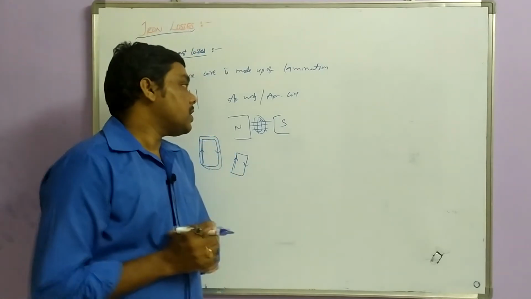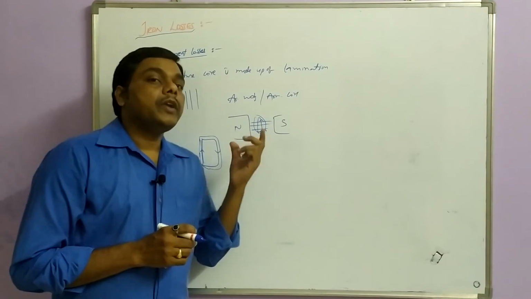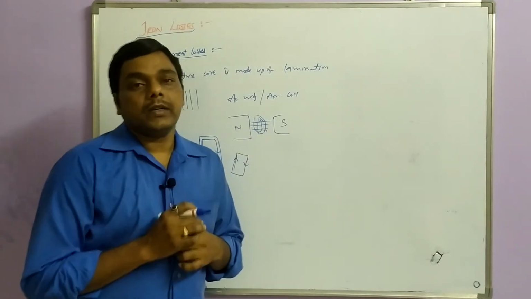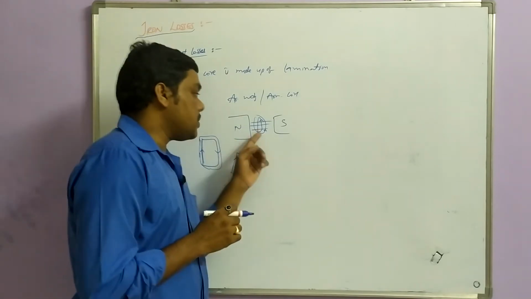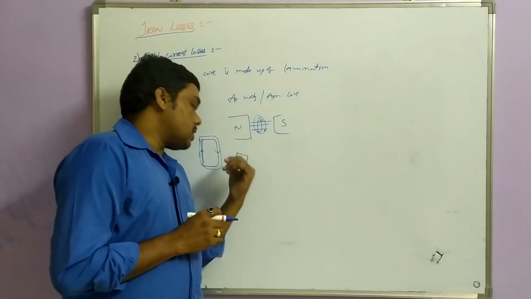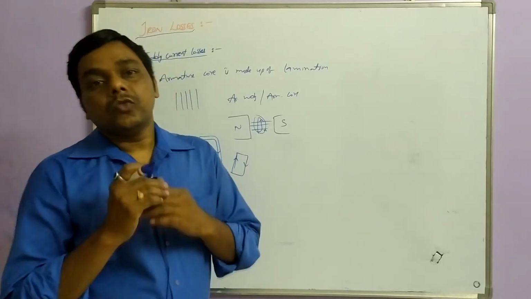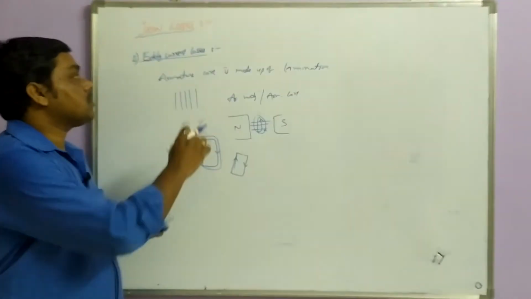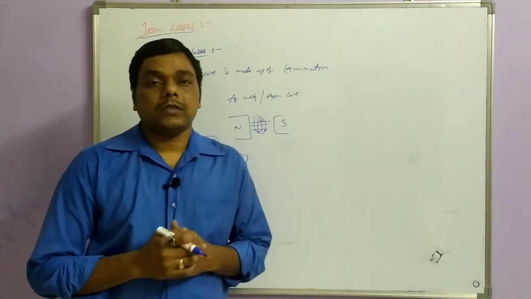So what is meant by eddy current losses? When the armature core has some currents induced when it is placed in a magnetic field with respect to the armature winding, the current is called the eddy current. Due to this eddy current, there are losses. Those are called eddy current losses.